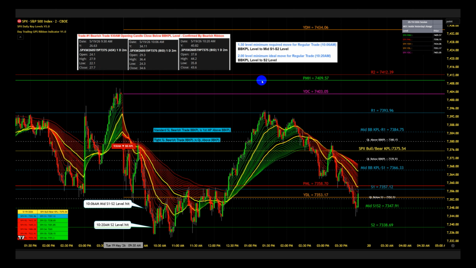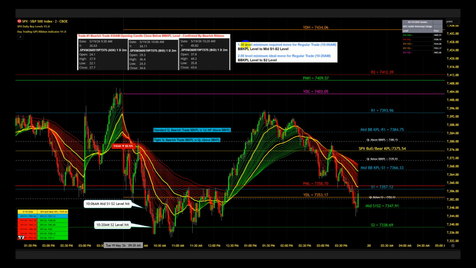A regular trade differs from a scalp trade in the move in your favor that is required as the minimum threshold for either a 100% exit or an adjustment on the trade. So for a regular day trade, there are two different levels that you can choose from: either a 1.5 level minimum required move or a 2 level minimum ideal move.